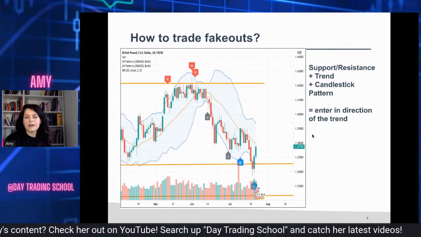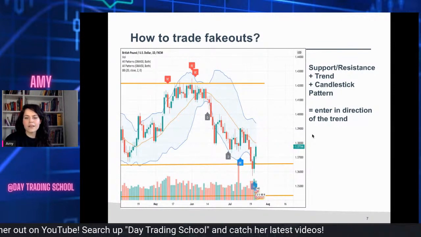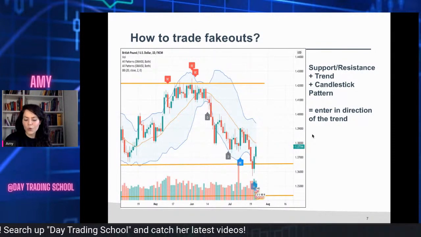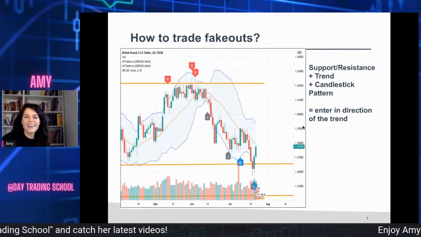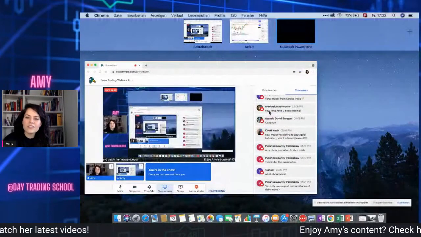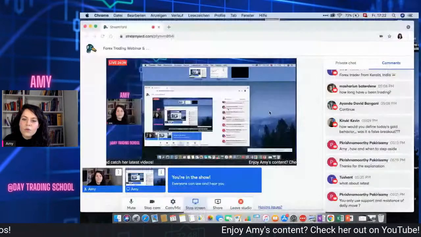And yeah, what else can I say about this? I'm actually already done after 22 minutes. Let me see if there are any questions. You only use support and resistance of daily move?